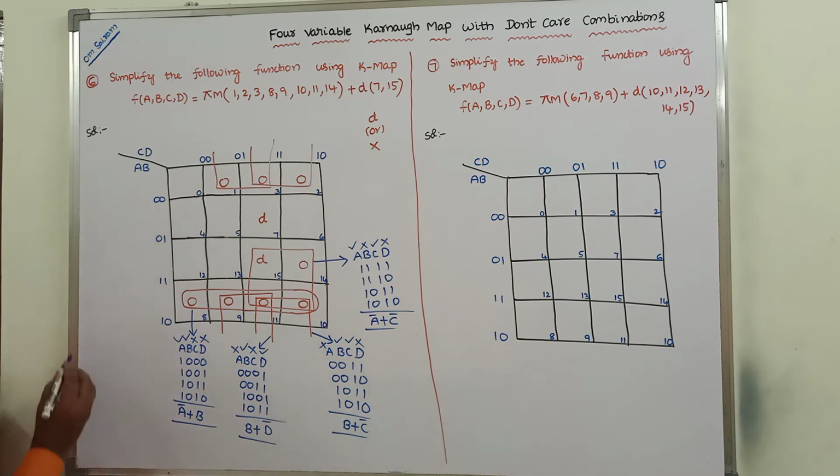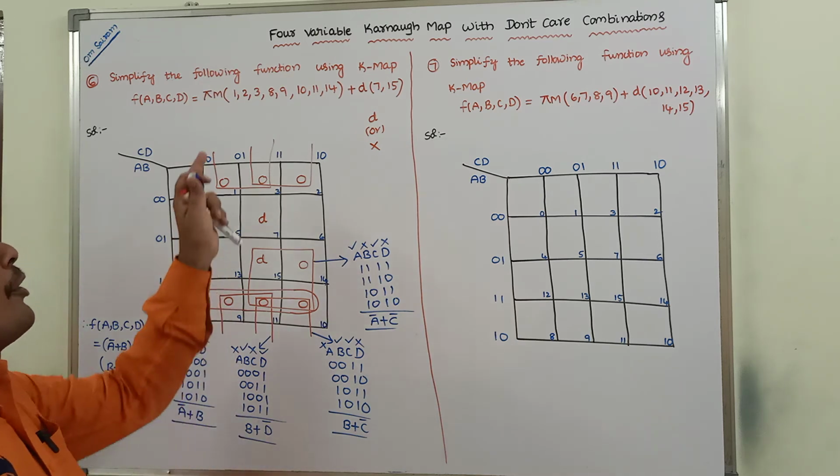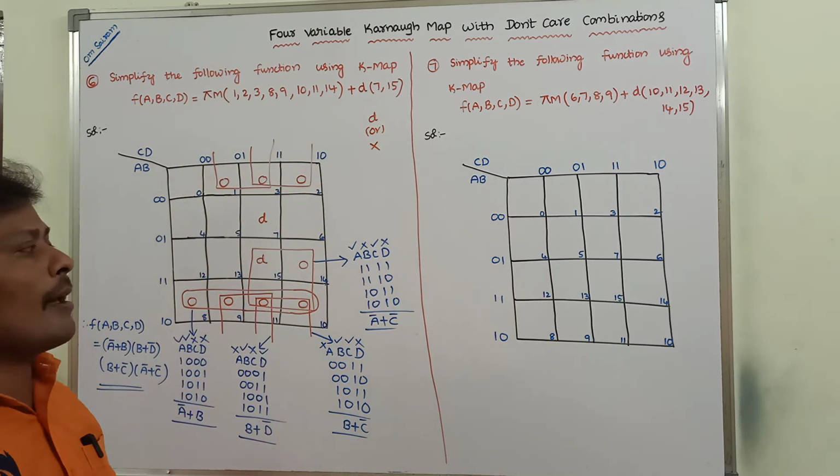Okay. So therefore, after simplifying the given Boolean function in the product of max terms and don't care combinations are given, what is the minimal expression we are getting? A bar plus B, B plus D bar, next B plus C bar, A bar plus C bar. So this is the minimal expression we are getting after simplifying the given Boolean function when product of max terms and don't care combinations are given.